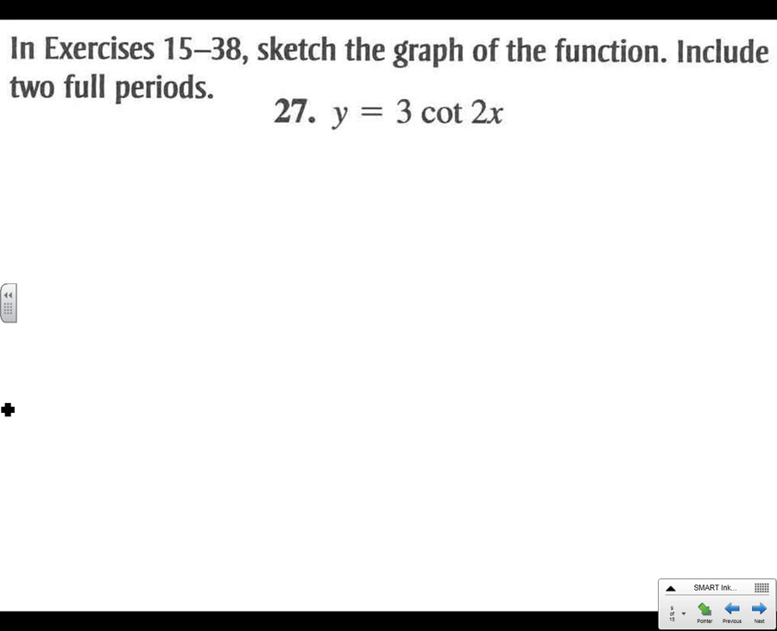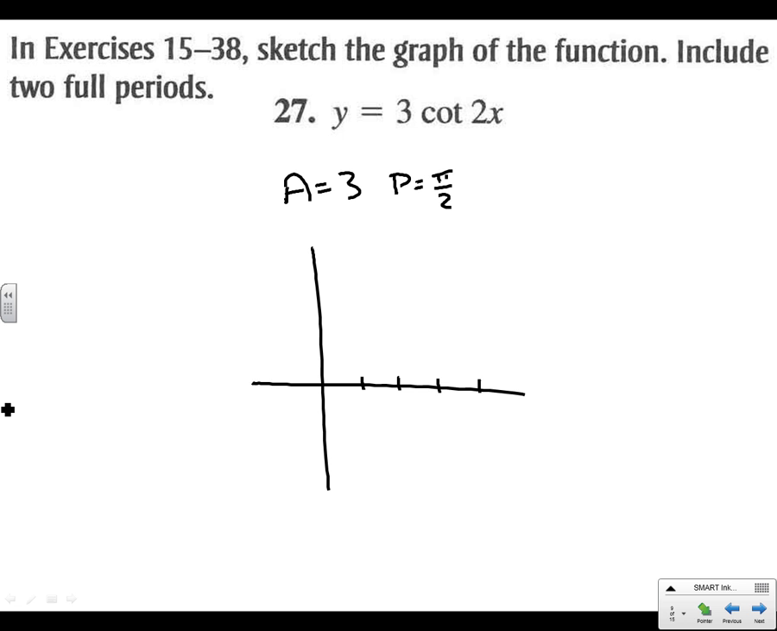So try it on your own. 27, 3 cotangent of 2x. All right, here we go. 1, 2, 3, 4. Asymptote at the 4th point, which is going to be pi over 2. Halfway point is pi over 4. Pi over 8, 2 pi over 8, 3 pi over 8.